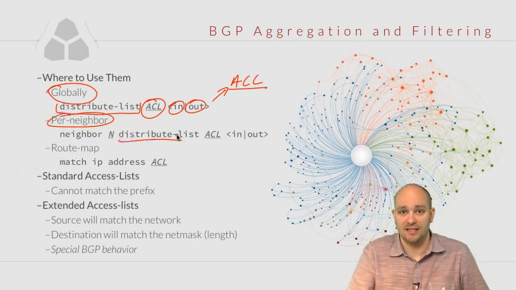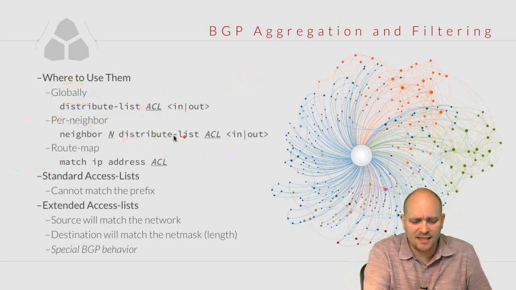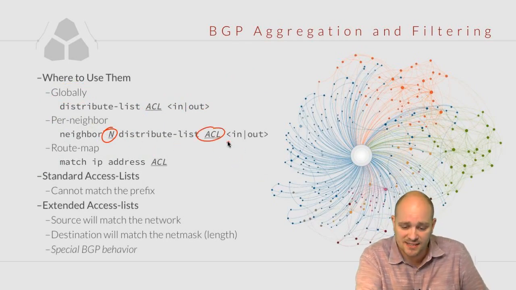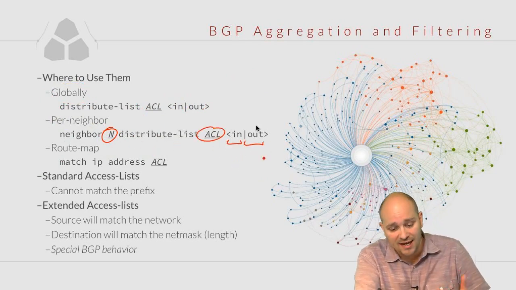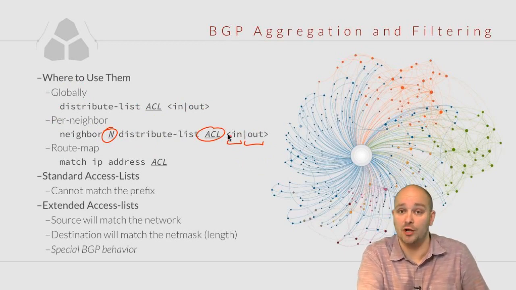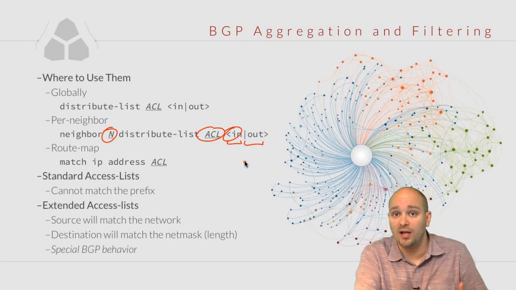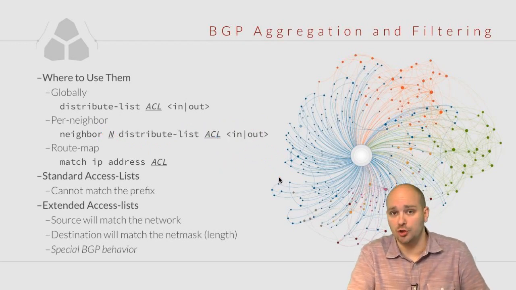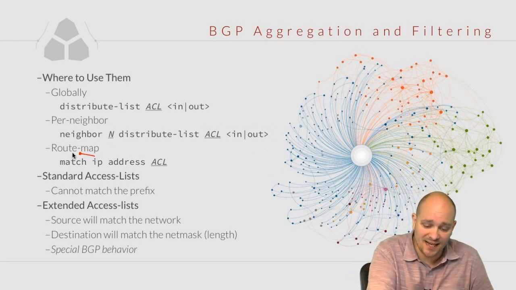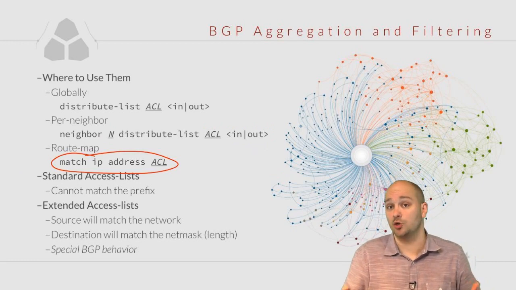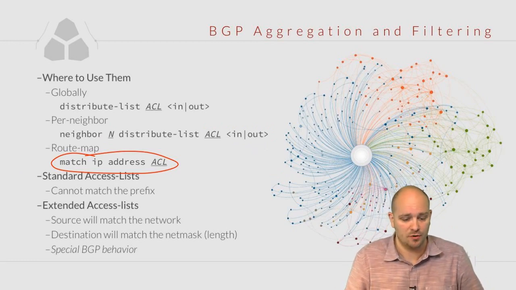If you configure the distribute list on the neighbor, the syntax is neighbor, you specify the neighbor's address, distribute list, whatever the access list is, either in or out. And in that case, this access list will be used for filtering the routes either received, the inbound routes, or the routes being advertised, outbound filtering. And we can also use access lists inside the route map. So there are, generally speaking, 3 ways we can use access lists for filtering BGP routes.